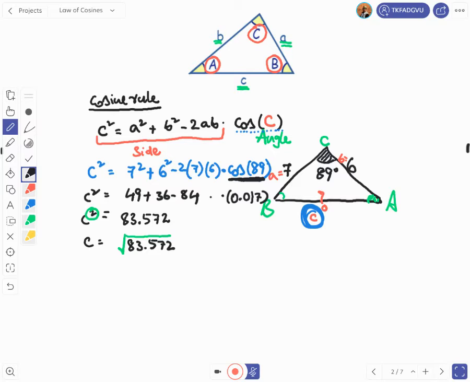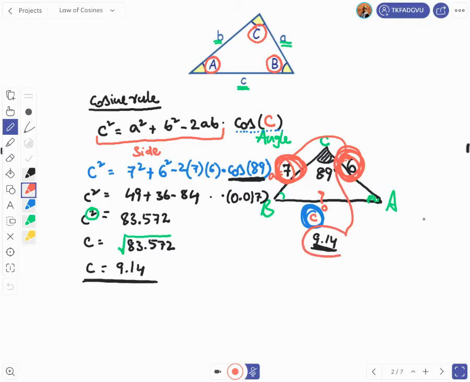It is 83.572. Okay, 9.14. That's the value of C, or else the missing side, which is 9.14. I recommend you check whether it makes sense or not. See, one side is 7 and another side is 6, and the third one, can it be 9 units? The answer is yes, it can be.